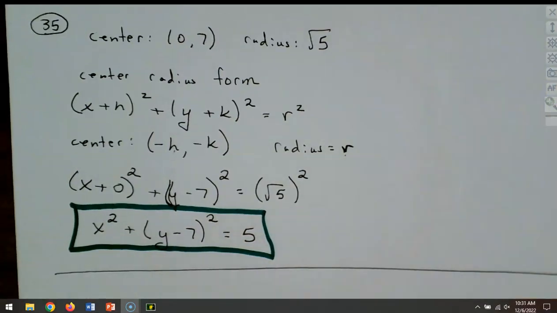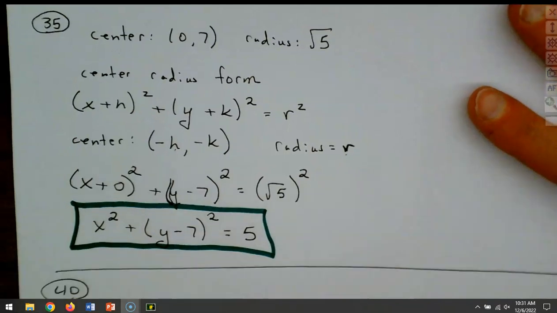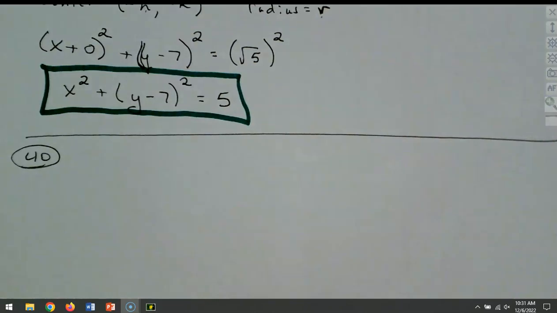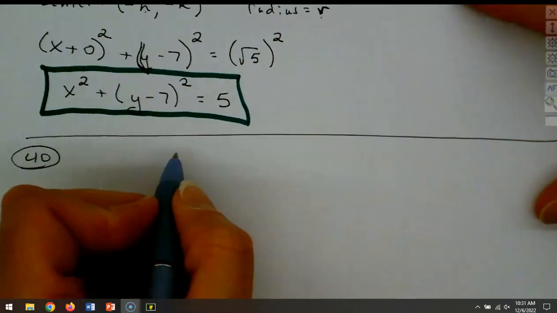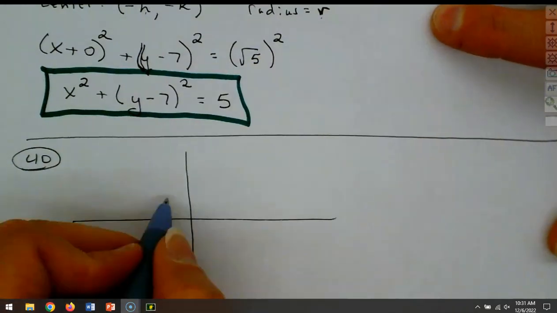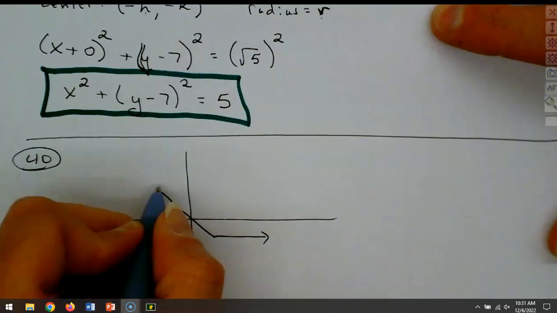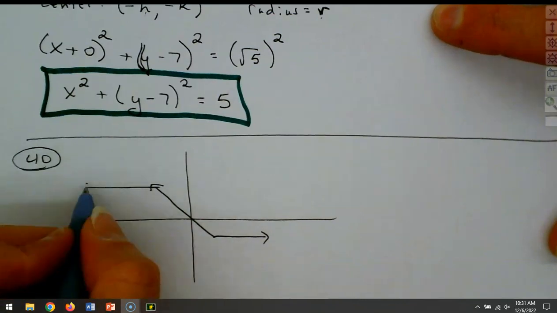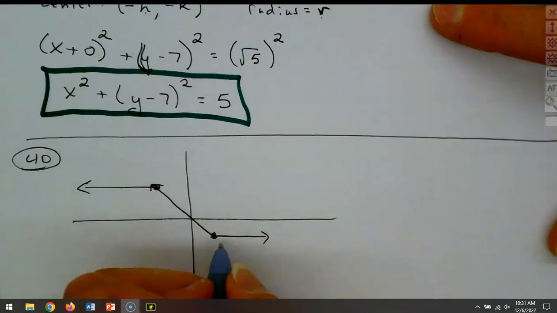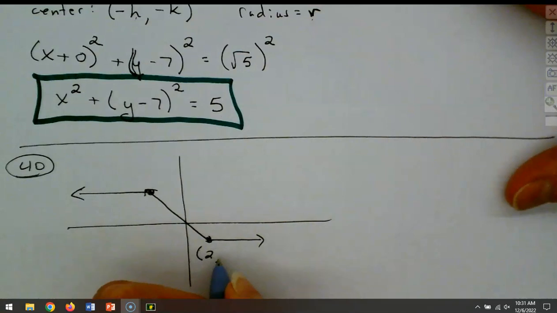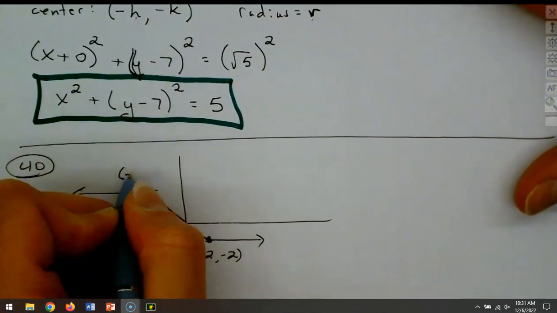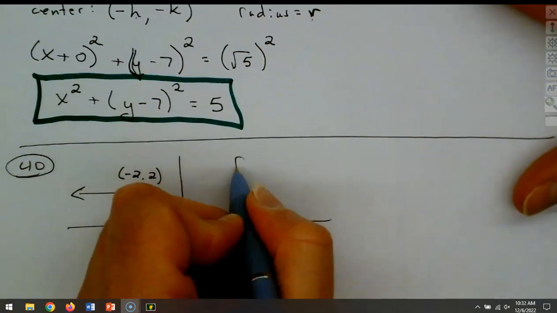And the last one that we asked about, and we can add more to the list if we need to, the last one that we asked about was question 40. Let me draw it right here. Okay, so these are our dots here, and a dot here. And this is at (2, -2). And this one's at (-2, 2). And this is f of x.